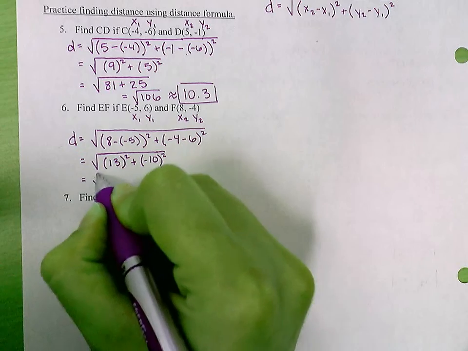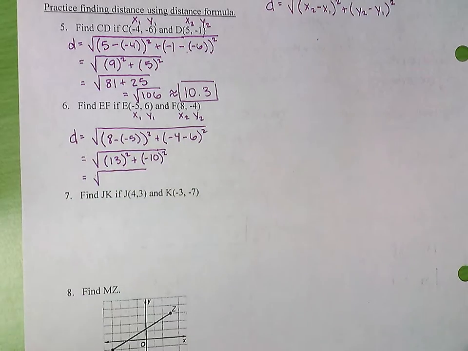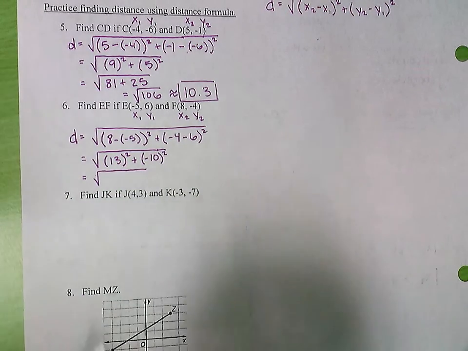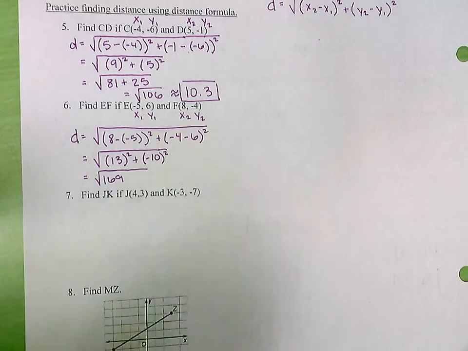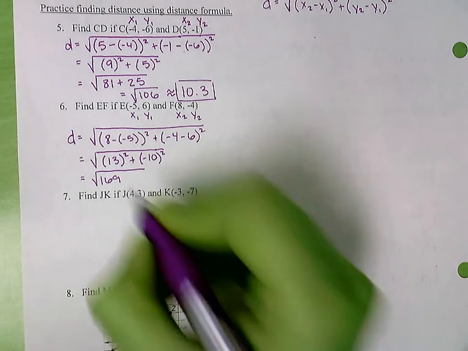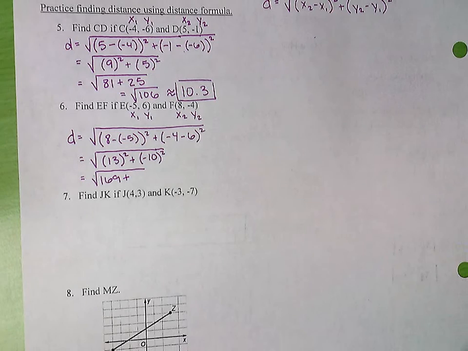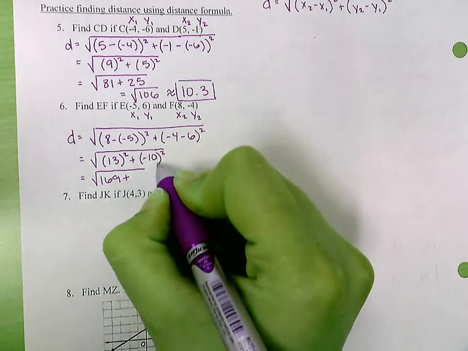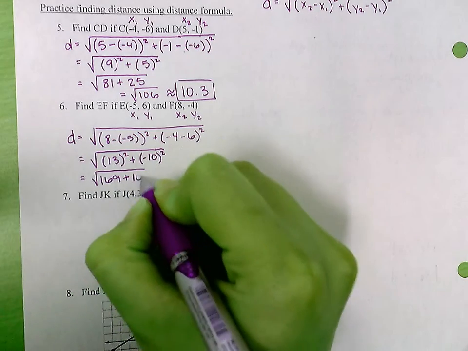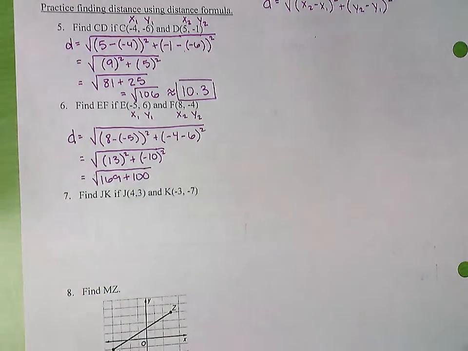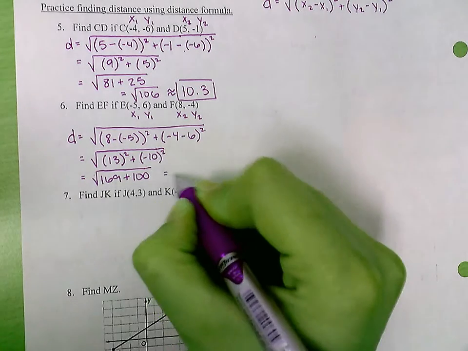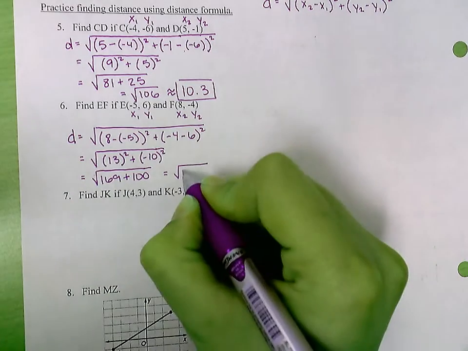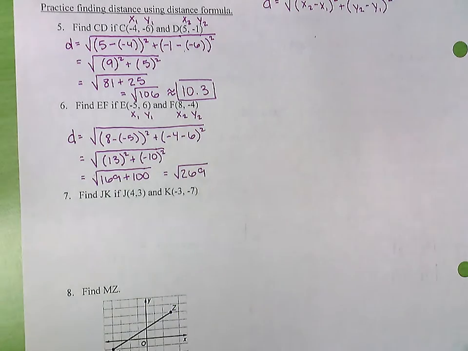Again, I need to actually square both of those numbers, so I have 13 squared is 169. Plus, if I square a negative number, what happens? It's positive. So negative 10 squared is still positive 100. Okay, I can add both of those together to get 269.